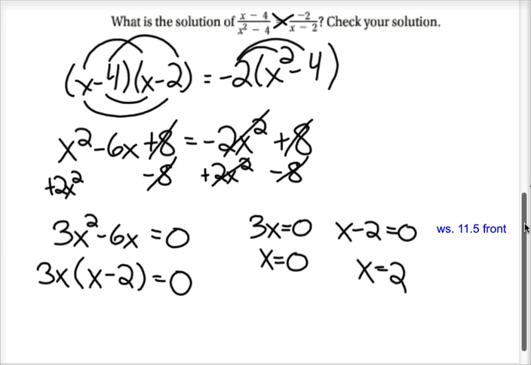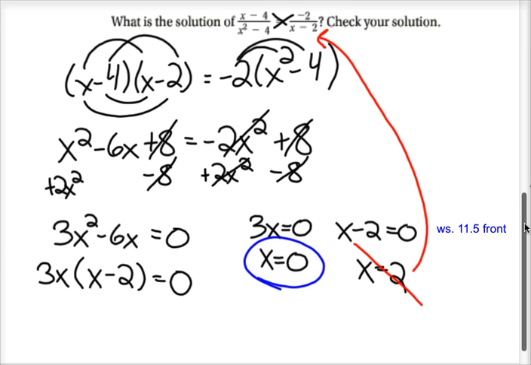Add the 2 over. But let's be cautious here. Look what happens if I try to plug 2 into my original equation. When I plug in 2, notice that would make me divide by 0. So, in actuality, I can't use that 2, because if I did, I'd be dividing by 0. So that means my only real solution to this is x equals 0. That is my one and only solution to this problem.